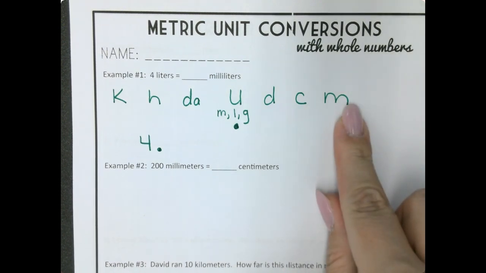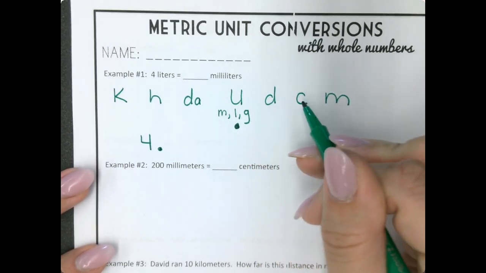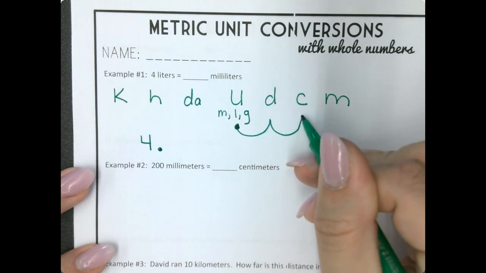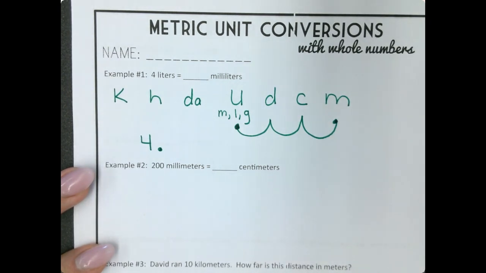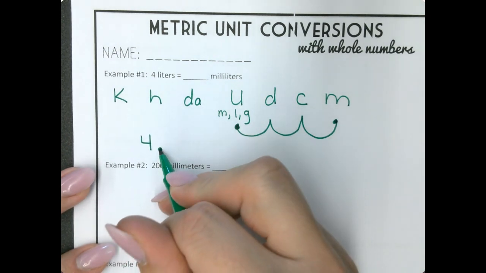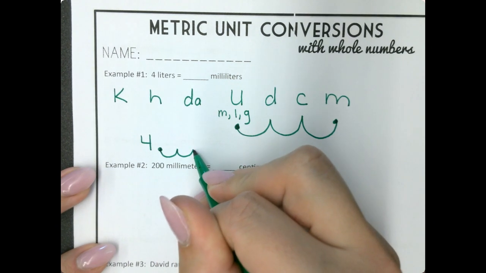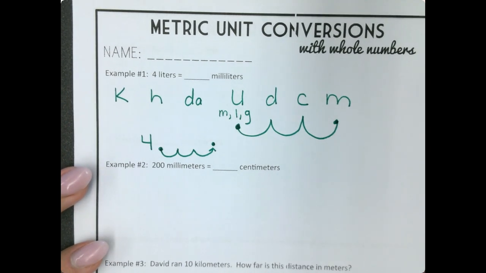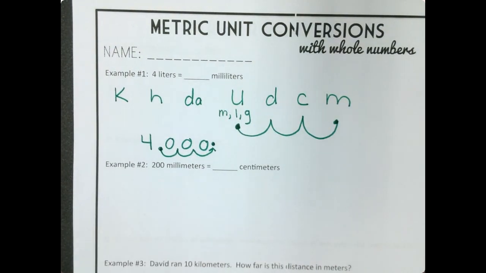What letter represents milli? M. So we're going to take our pen or pencil and hop to M, and we're going to count every letter till we get there. We start at the U, we go 1, 2, 3. It took us 3 jumps to get to M. So now we take our decimal over here and we go 1, 2, 3. Here's our new decimal. What do we fill those blanks in with? Zeros.